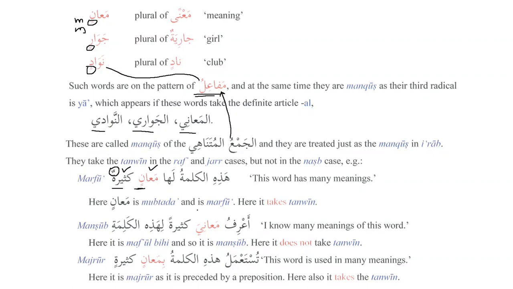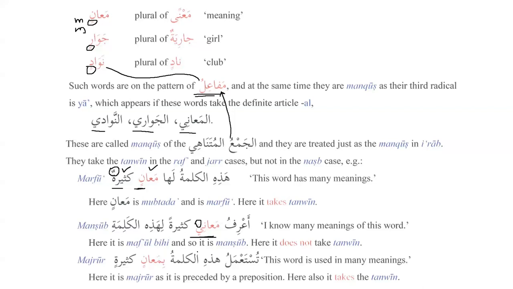Here ma'anin is mubtada and it is marfu', and here it takes tanween, or we will say it's mawsuf and then sifa, or we will say it is mubtada and kathiratun is predicate, subject and predicate. أعرف معاني كثيرة لهذه الكلمة. أعرف, I know معاني. Now it is used as maf'ul bihi, and that's why it has accepted fatha, or we can see that here the i'rab is shown with fatha. I know many meanings of this word.